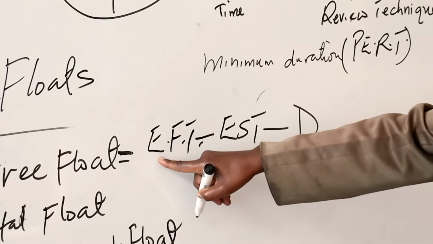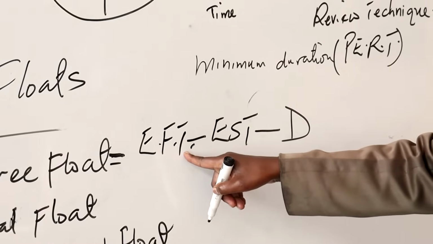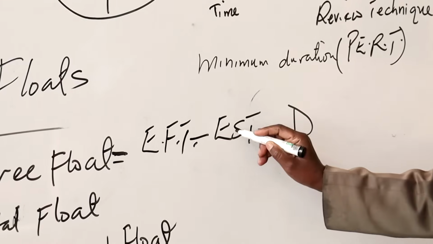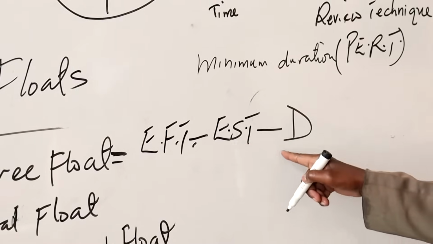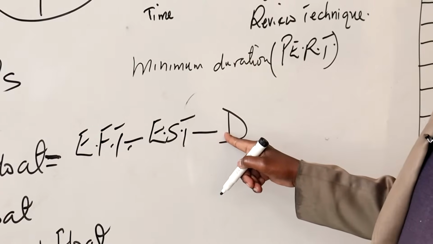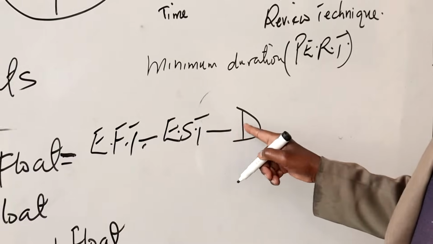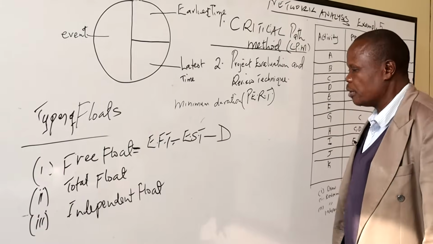EFT, this is earliest finishing time for that activity minus earliest starting time for that activity minus the activity duration, which is represented by D. That is for free float.